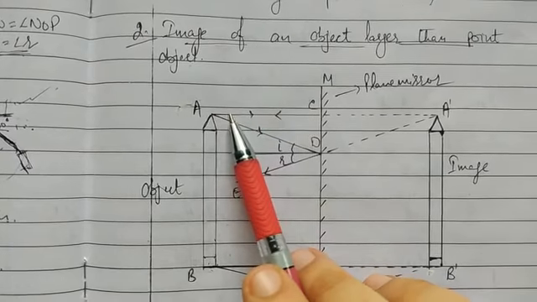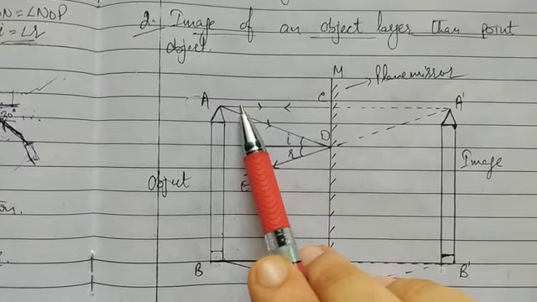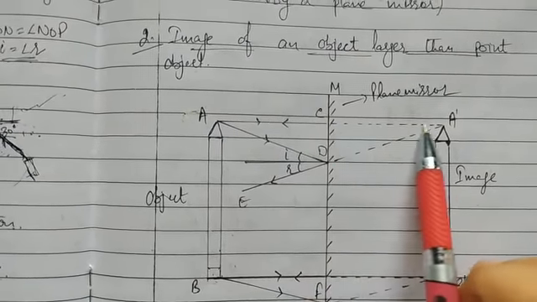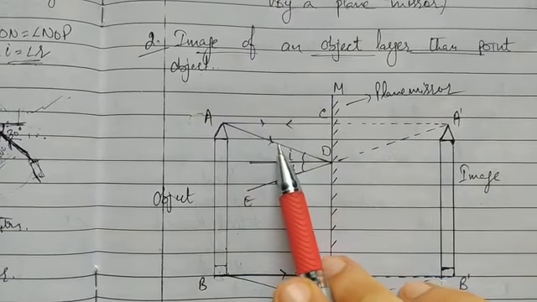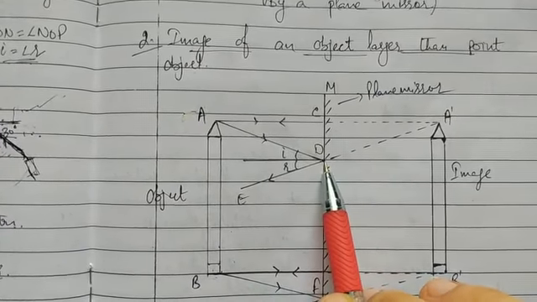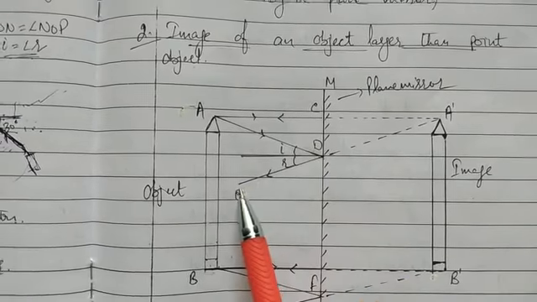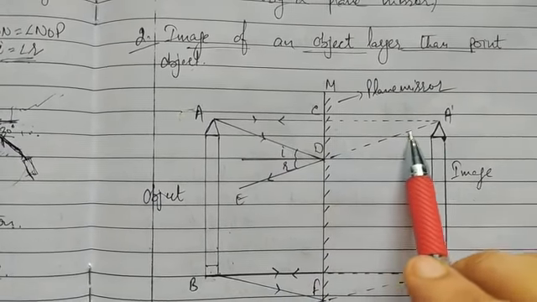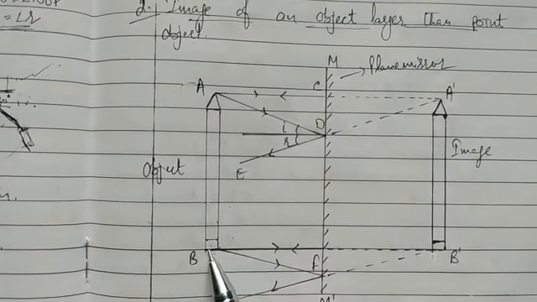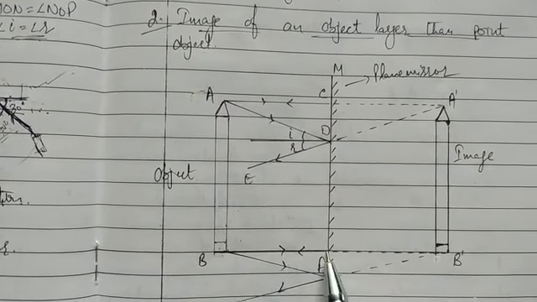The first ray is AC, which is falling on the plane mirror perpendicularly, and that will come back along the same path because it is striking the mirror perpendicularly, and we will extend this line further. A ray of light is coming and falling on the mirror like this. It is inclined, and after reflection it will go along the path DE. That means it will be reflected along D, and further if we extend it, then these two rays will meet at point A dash.